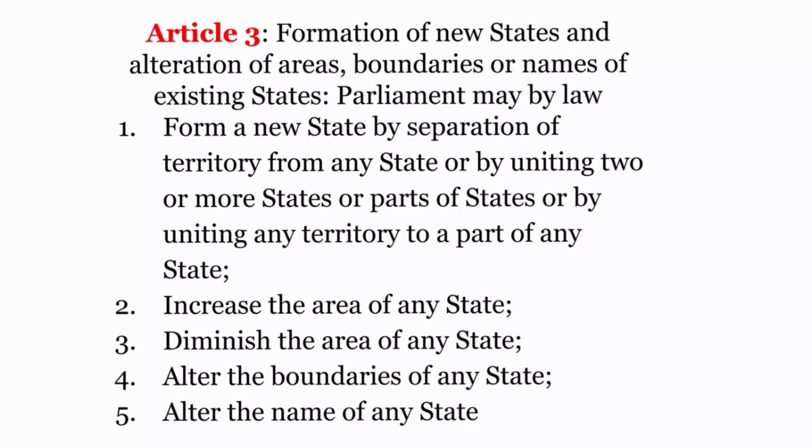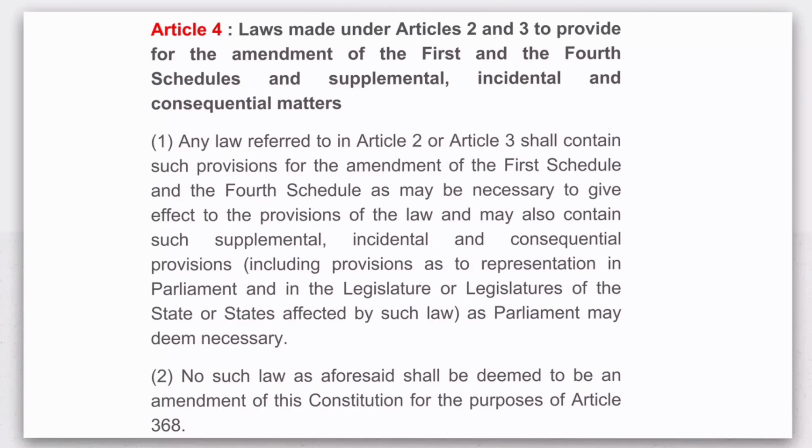Finally, we have Article 4, which clarifies two things. First, it states that any law made under Articles 2 and 3 is not to be considered a constitutional amendment under Article 368. That simply means that changing state boundaries can be done through the ordinary legislative procedure. However, there is a critical limitation provided by the Supreme Court. In the 1960 Berubari Union case, the court held that Parliament can alter the boundary, but this power does not include ceding Indian territories to foreign countries. To do that, a formal constitutional amendment under Article 368 is mandatory.